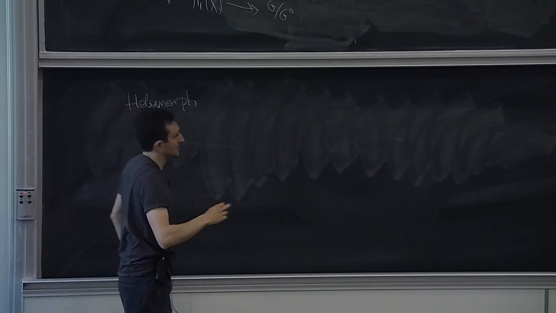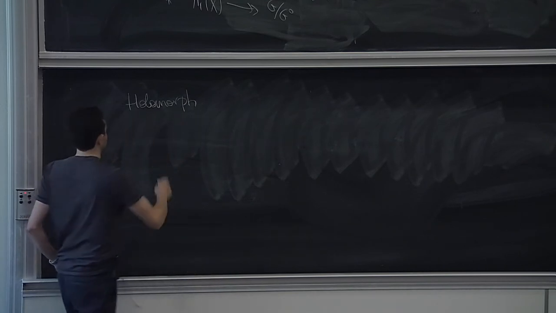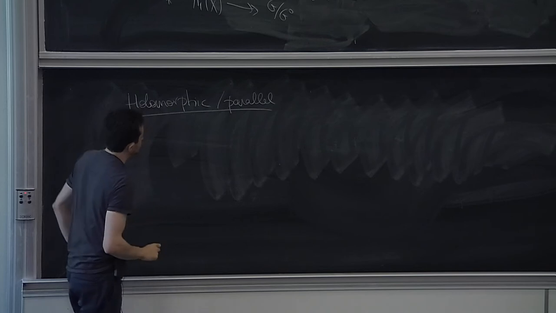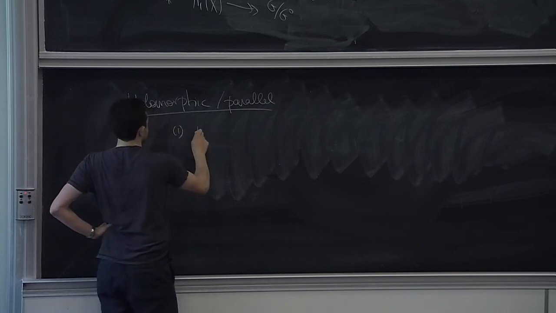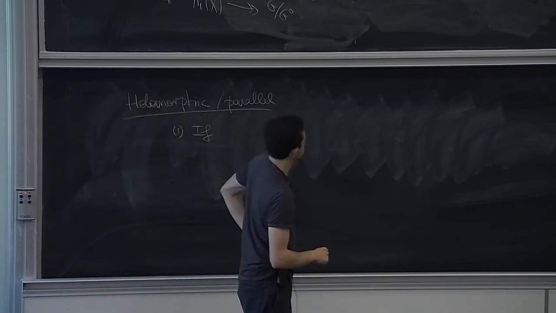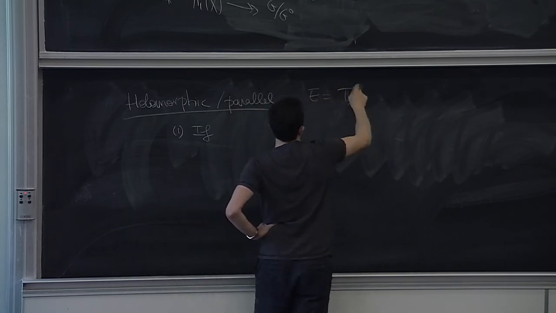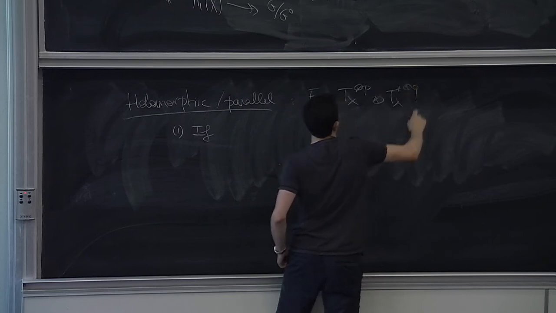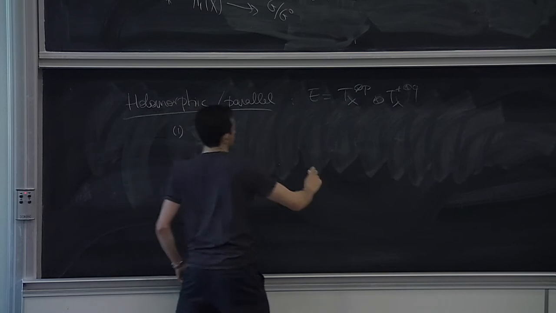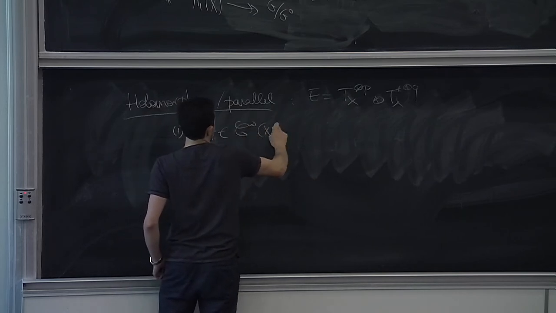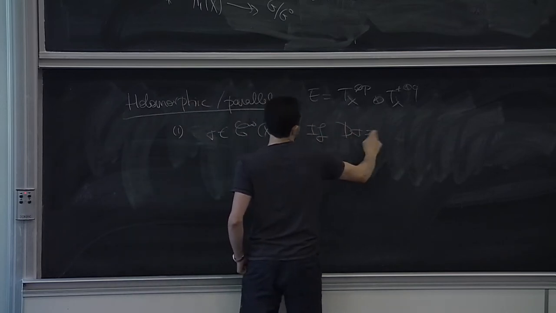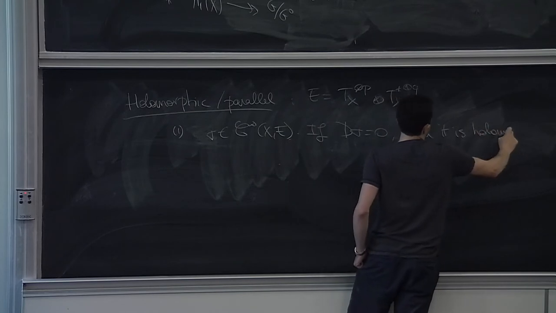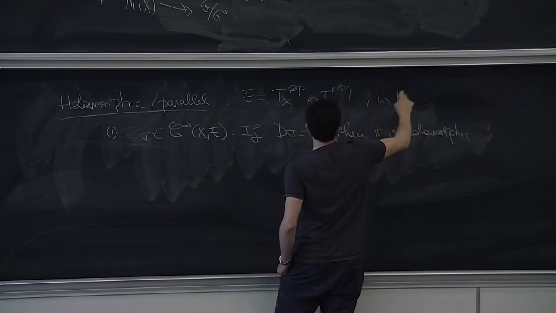so far I haven't used any compactness. I haven't used any assumption on c1 of X. Holomorphic versus parallel. So one, let me call E any tensor power of a tangent bundle, and I look at a smooth section sigma of E. If D sigma is 0, so if sigma is parallel, then it's holomorphic. And omega any Kähler metric.